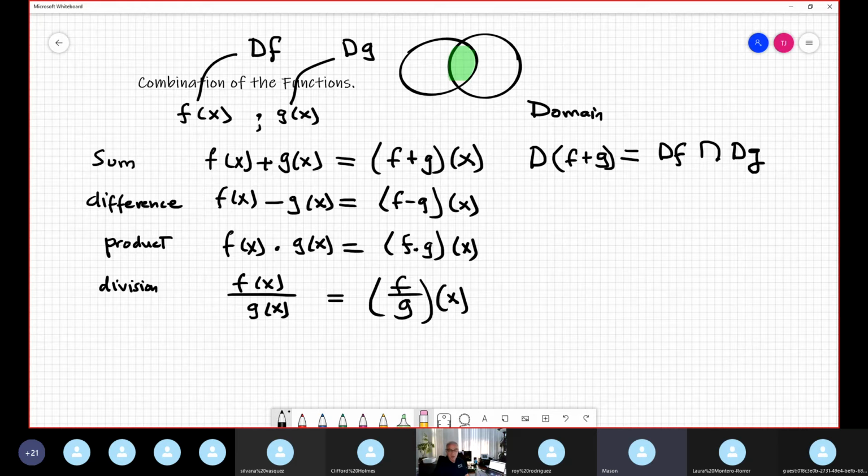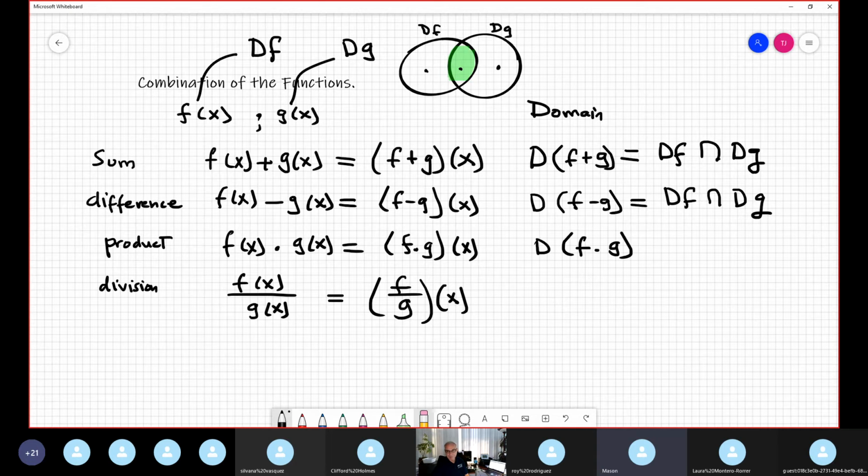Because if you pick, for example, one point here, suppose this is the domain of f and this is the domain of g. If you pick one point here, it's okay for g because it belongs to the domain. And if you pick one point here, it's okay for f, but not okay for g. So what is okay in both? Here. The same repeats for the others. The domain of the subtraction is the intersection, and the domain of the multiplication, again.